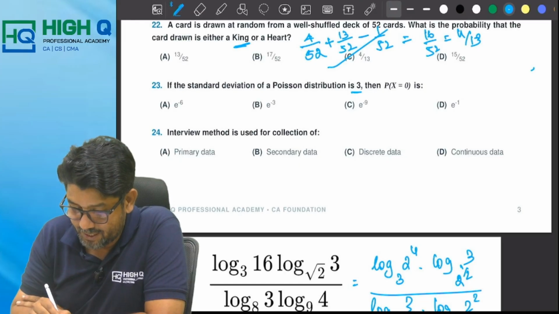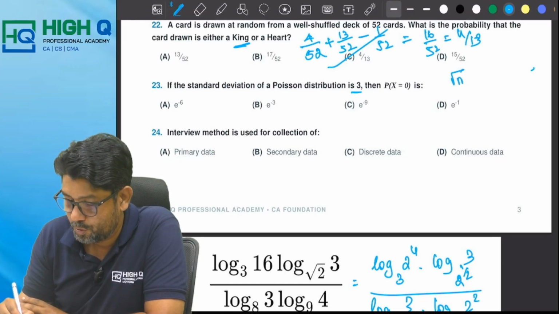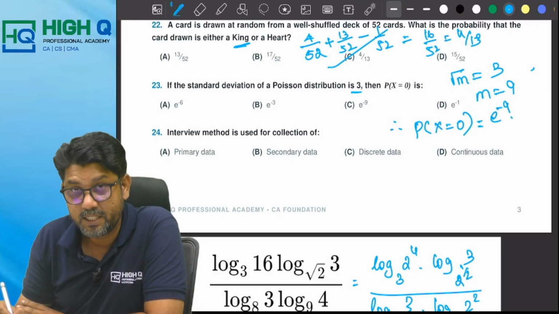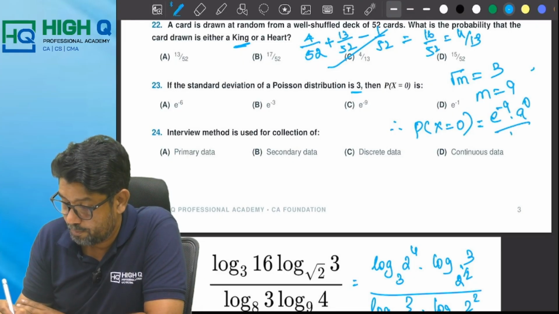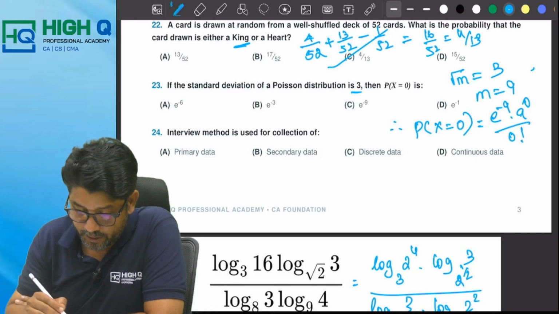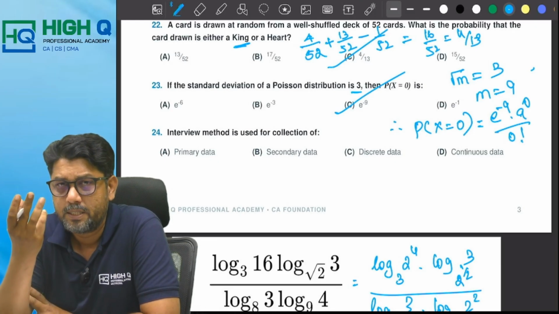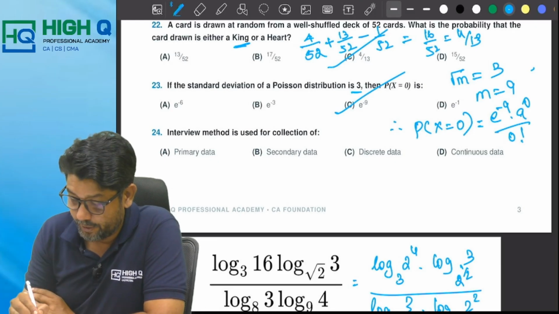Next, if the standard deviation of a Poisson distribution is 3, P of x equal to 0, they ask you to find it. See, actually standard deviation of a Poisson distribution means root of m is equal to 3 is given. So m is equal to 9. They ask you to find out P of x equal to 0, which is e power minus m, m power 0 by 0 factorial. So our answer is only e power minus 9, my dear. Answer is over.